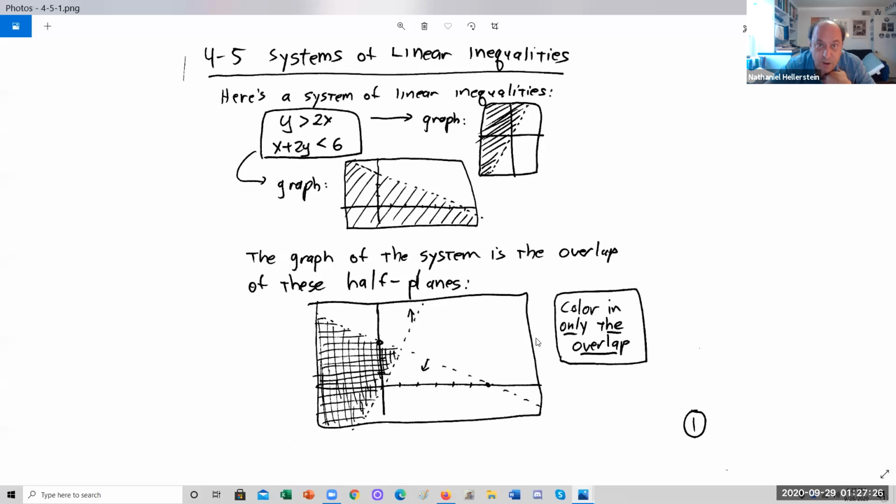4.5.1. Systems of linear inequalities. That's when you have several linear inequalities.